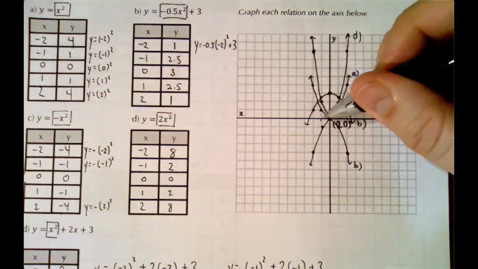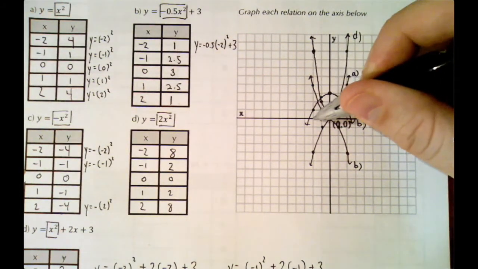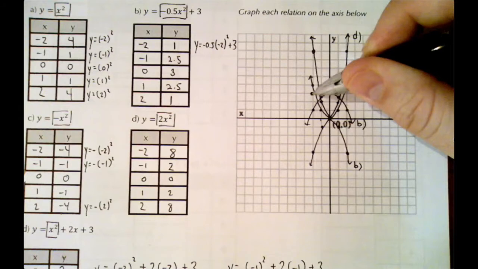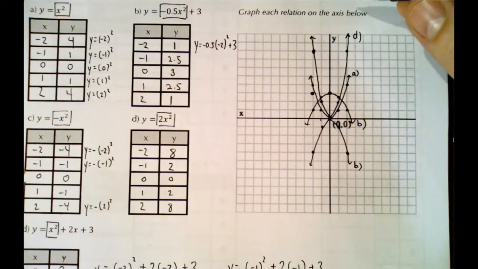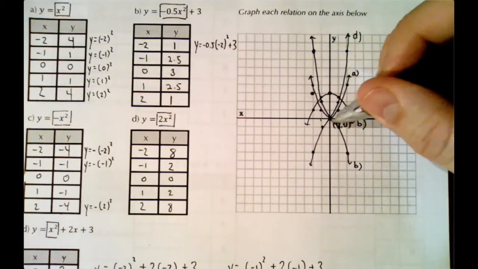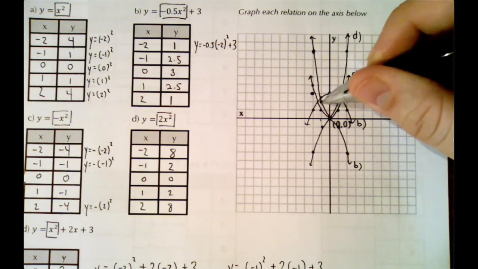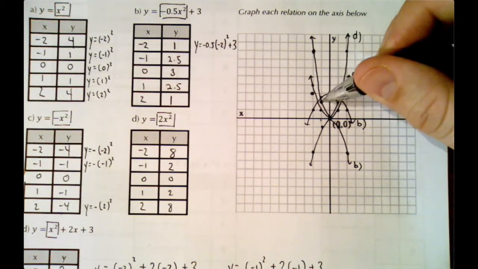Negative 2, 3. 1, 2, 3. And negative 1, 2. And 0.